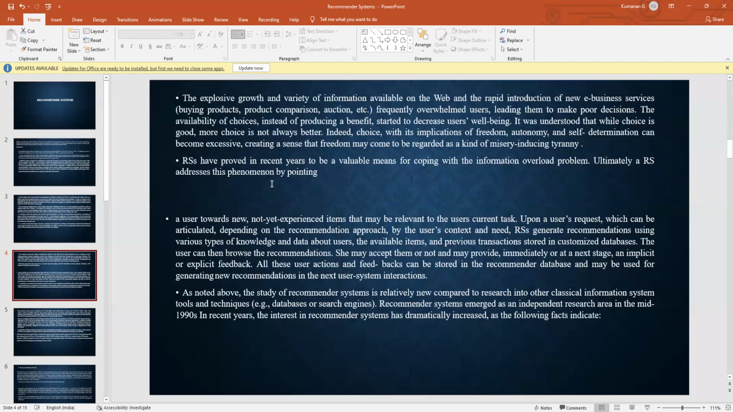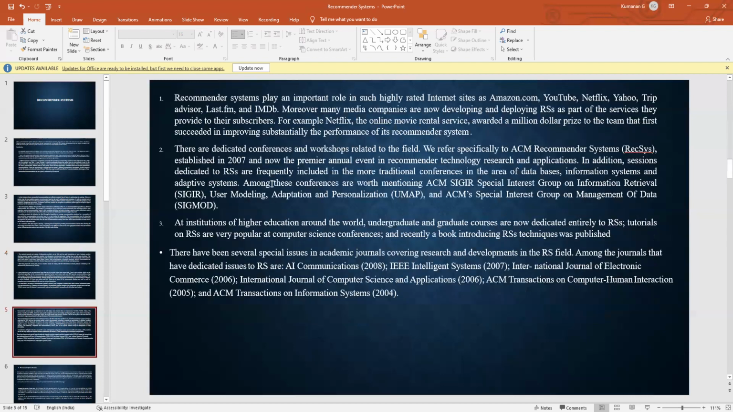As noted above, the study of recommender systems is relatively new compared to research into the classical information system tools and techniques, for example, database assessments. Recommender systems emerged as an independent research area in the mid 1990s. In recent years, the interest in recommender systems has dramatically increased, as the following facts indicate.